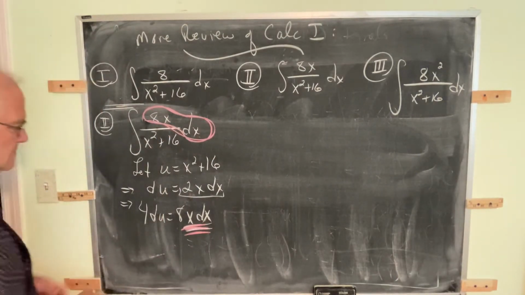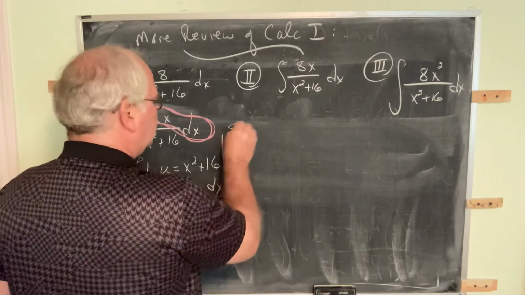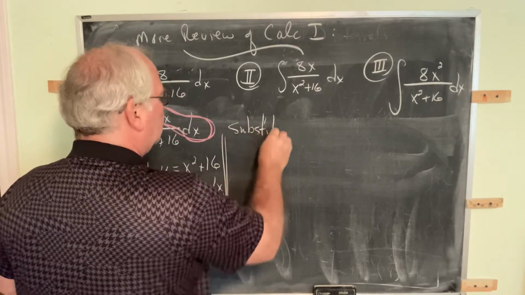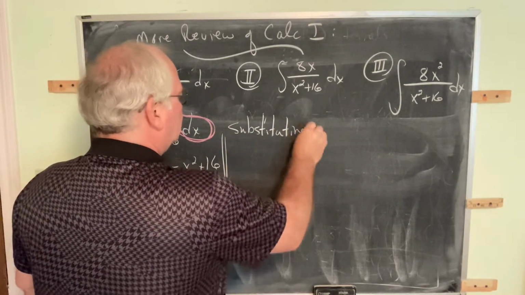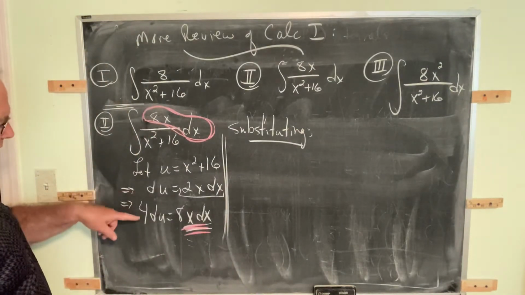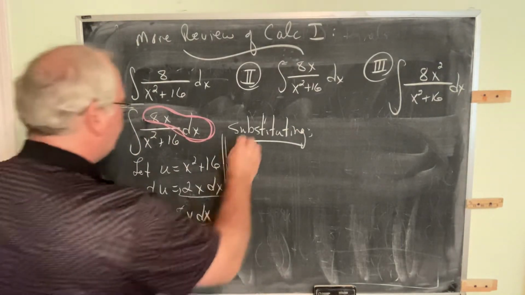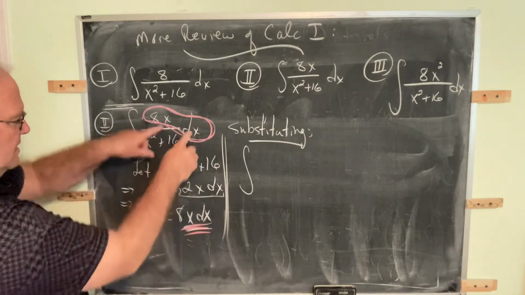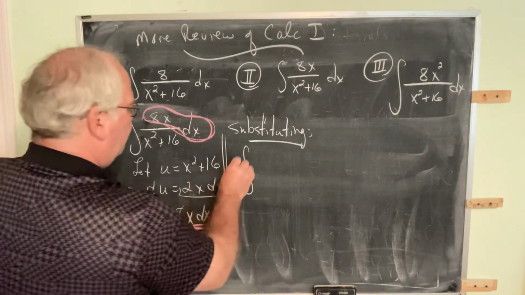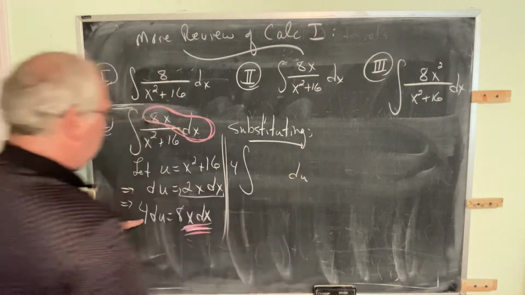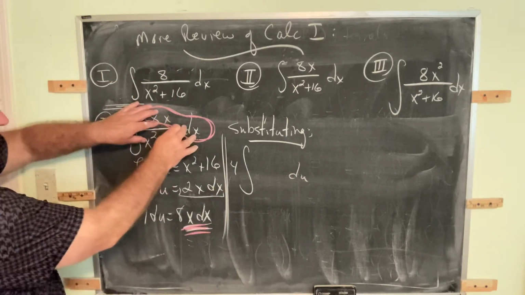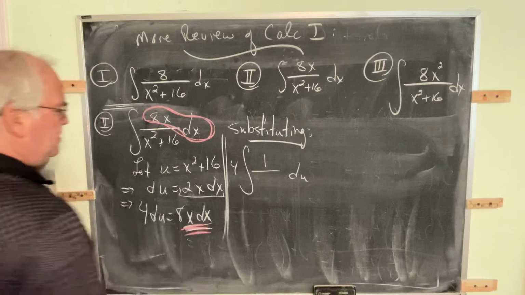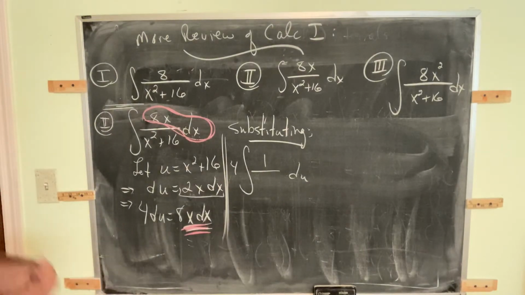So, substituting, what do we have? We have 8x dx. What is 8x dx? That translates as 4 du. That takes care of everything in the numerator, so the only thing left in the numerator is 1. When everything vanishes from the numerator, we leave a 1.